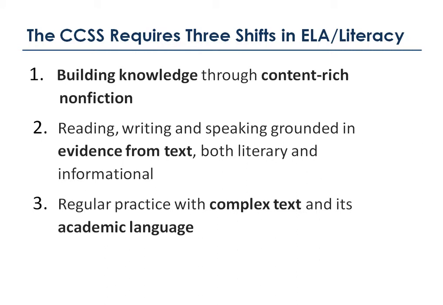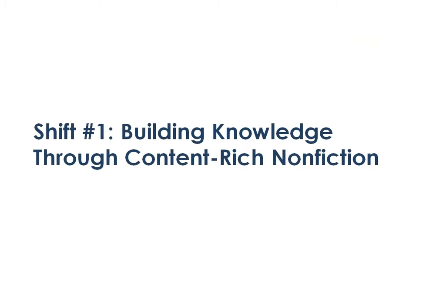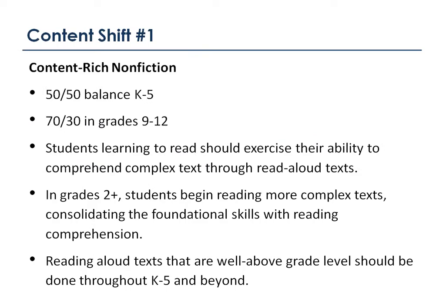The first of these three shifts is the building of knowledge through content-rich nonfiction. The standards have followed the NAEP guidelines in establishing how much informational text students should read in school. In K-5, this means that we should have a balance in what students read of 50-50. So about half of instructional material should be stories, poetry, and drama, and the other half nonfiction.